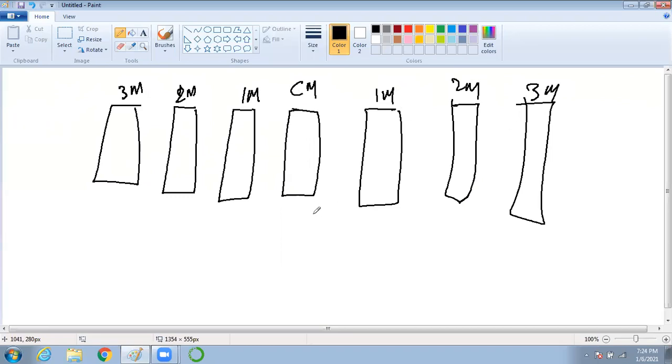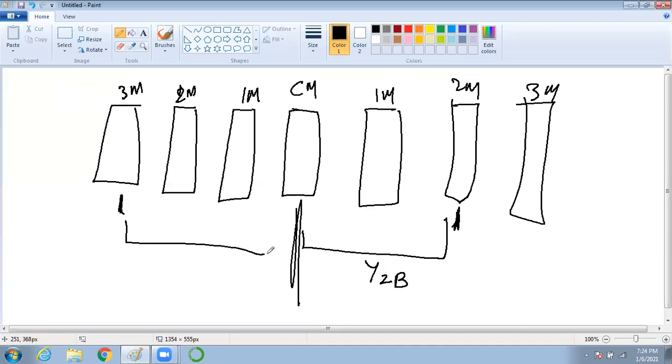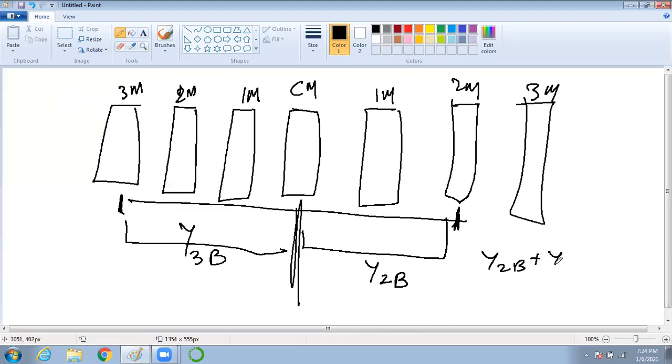Opposite side. So what do you want to find? The distance between the third maxima and the second maxima. So let us talk about third maxima here, and the second maxima, this is the central. You have to find y2b and you have to find y3b. And what you have to do then? I want to find the total distance. What should I do? I should add it.